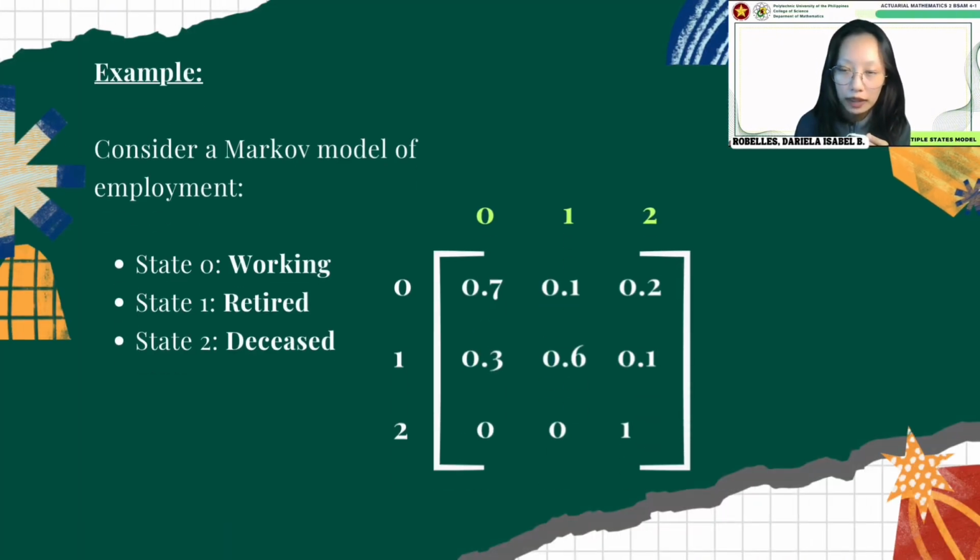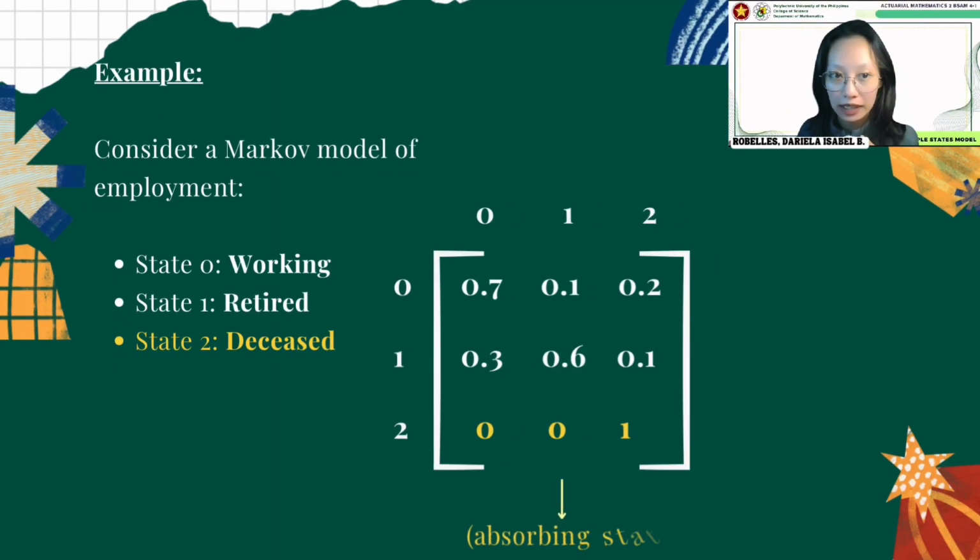The column represents the next state, while the row represents the current state. An absorbing state is a state that once entered cannot be left. In this example, the absorbing state is state 2, or deceased. As you can notice, all elements in the row except the one on the main diagonal are 0. This structure ensures that once a Markov chain enters an absorbing state, it cannot transition to any other state. Hence, all transition probabilities to other states are 0, and the only non-zero element is the self-transition probability of 1.